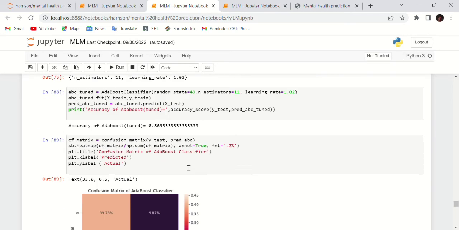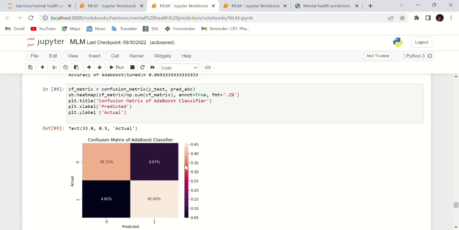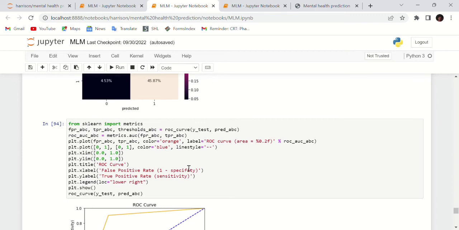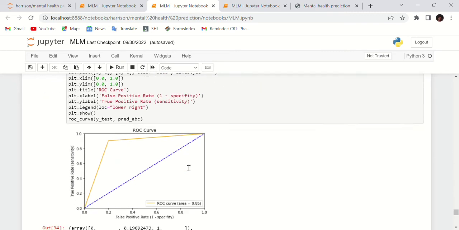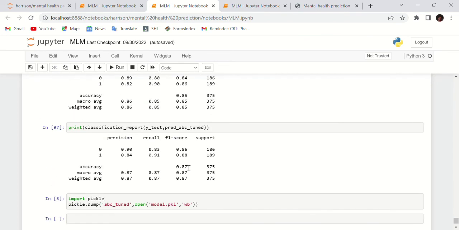Evaluating performance of models. We will compare the confusion matrix, ROC curve and classification report for both models. In order to obtain this, we will be using the confusion matrix function, ROC curve function and classification report function from sklearn metrics. Confusion matrix. And then ROC curve. And then classification report.